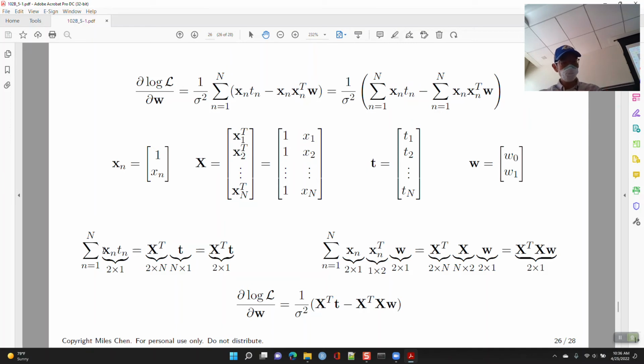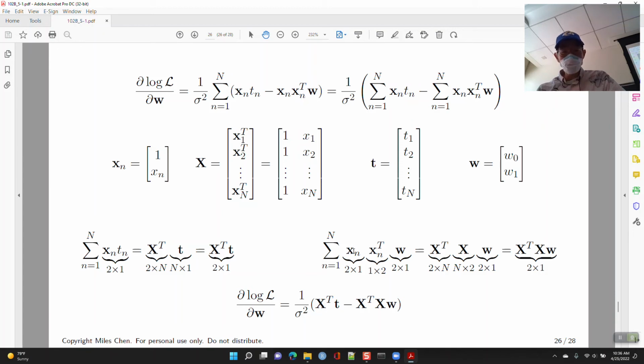So if I drop the summation and I go from xn to big X, I can have big X transpose, which is 2 by n, and T, which is n by 1. This will also multiply out and be 2 by 1. So this works out. And if I do the same thing with this part, xn transpose W, xn is 2 by 1, xn transpose is 1 by 2, and W is 2 by 1.